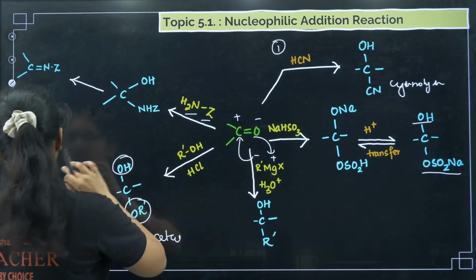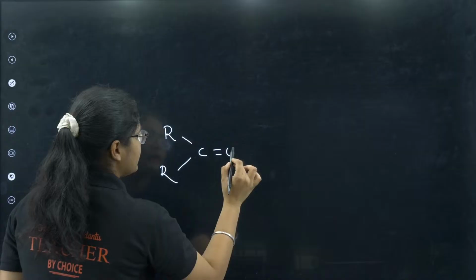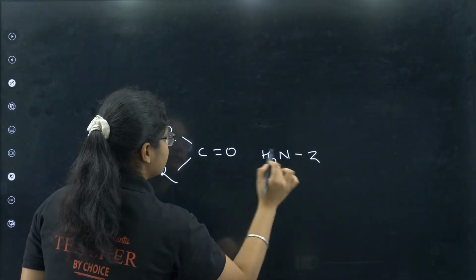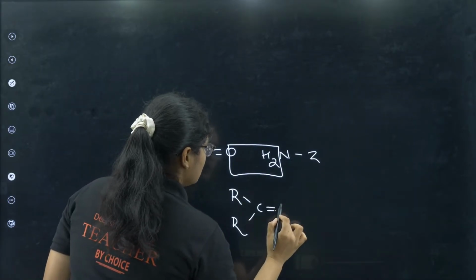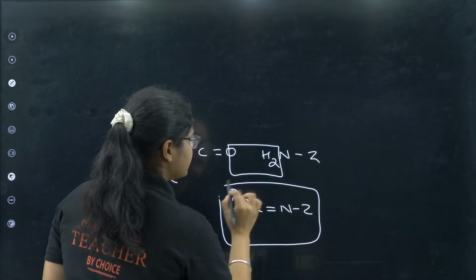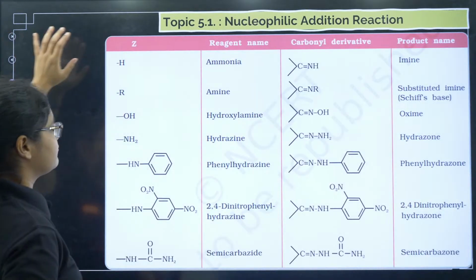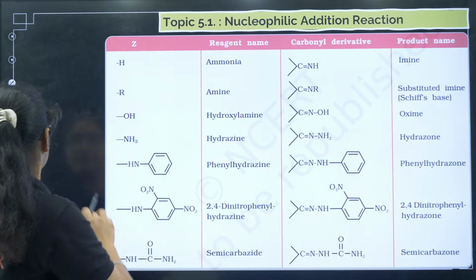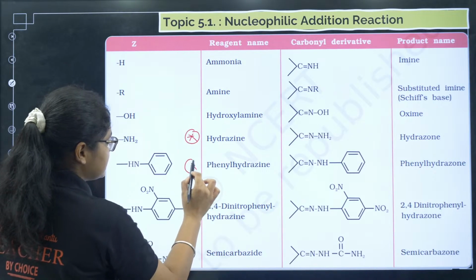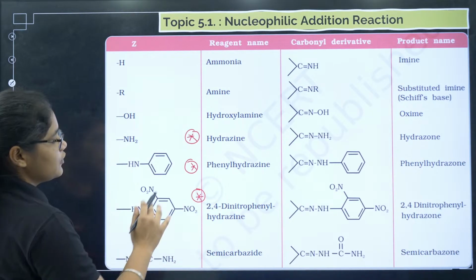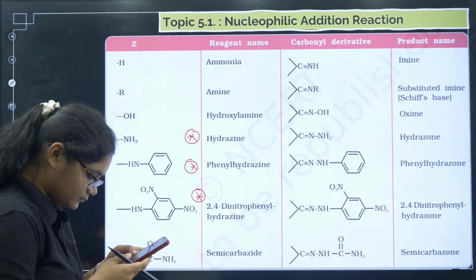In this, what will happen? In ammonia and its derivatives, see what happens. You have a carbonyl compound like this, and you have one ammonia derivative. In this, H2O is removed and we get a compound like this. In this we have different types of Z values. If you see the table, for different Z values we have different derivatives. You have to remember some of them, very important. First one here is hydrazine, then phenylhydrazine, 2,4-DNP. These are your important compounds. Its addition you should remember, ammonia and its derivatives.